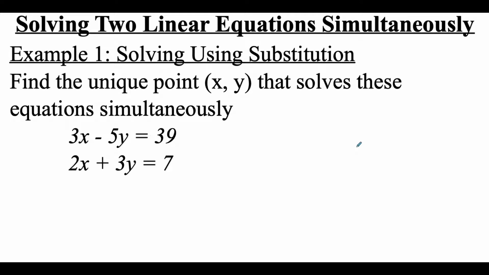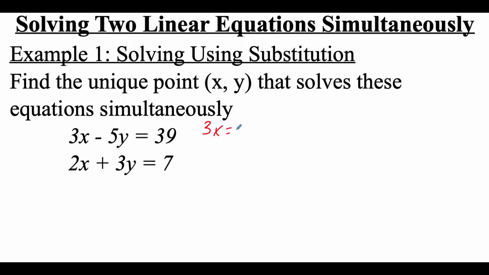So in this first example, we're going to solve a system of linear equations using substitution. So we've got the equations 3x minus 5y equals 39, and our other equation says 2x plus 3y equals 7. Now, in order to use substitution, we need to first isolate one of our variables in our equations. So I'm just going to work with the top equation, and I'm going to work on isolating the x. So the first thing I'm going to do is add the 5y over to the other side.